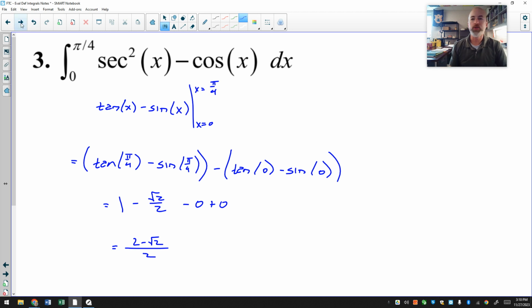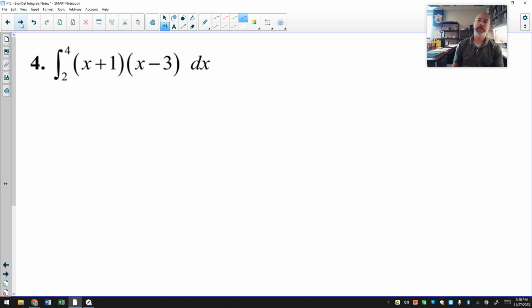And that brings us to our last problem, the antiderivative from 2 to 4 of this product. And this is semi-tricky, especially if you're fairly new to the world of antiderivatives. Because what I have right here is a product. And just like with derivatives, where you have a product rule for differentiating, there is also a method for doing the antiderivative of a product. And that is a method called integration by parts.